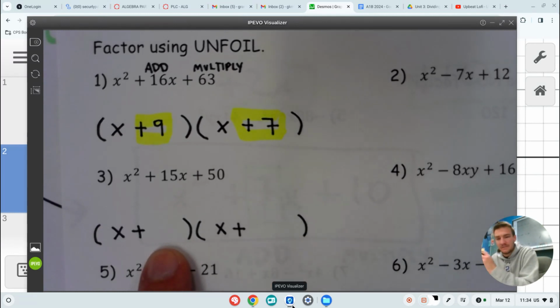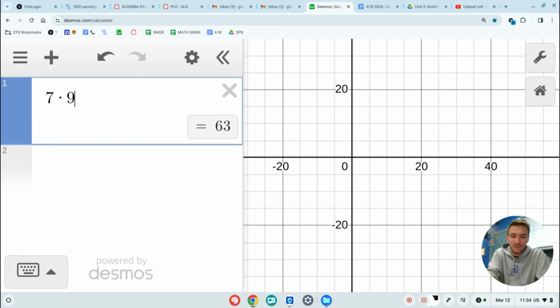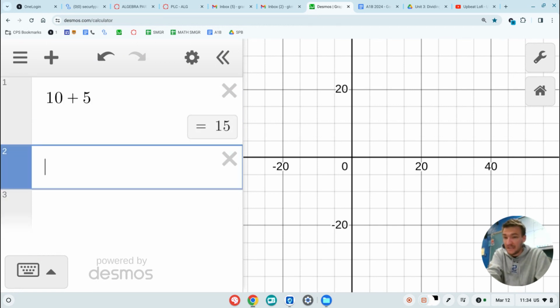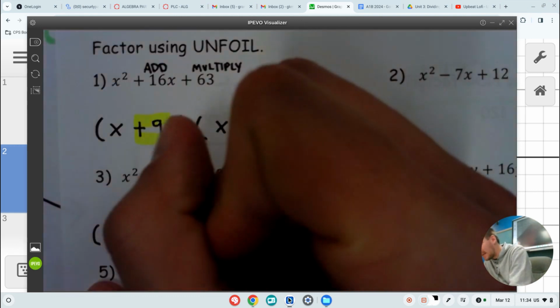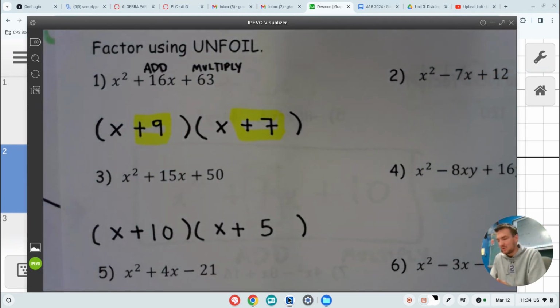And Tyron's got it. 10 and 5. What is 10 plus 5? Oh, hold up. Give me a sec. 10 plus 5, 15. And what is 10 times 5? 50. It's the perfect puzzle, right? It can be a little bit tricky. Sometimes, though, it's not too bad.